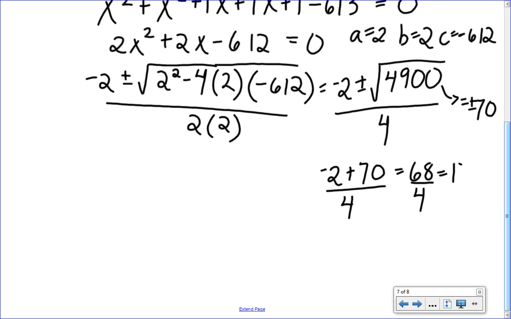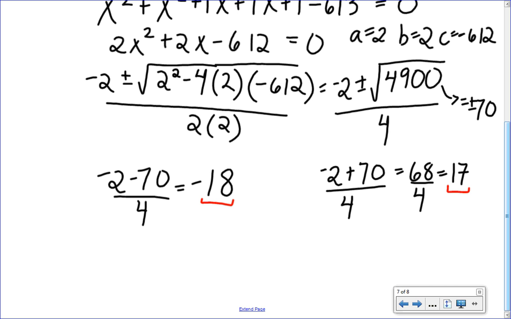This gives us 17. We also have to calculate this with the negative version of 70, so we have negative 2 minus 70 divided by 4. This gives us negative 18. So this is interesting because we have our two solutions for our x value. And then we have to calculate the other integer. The next consecutive integer here, if this is x, then x plus 1 is actually going to be negative 17.